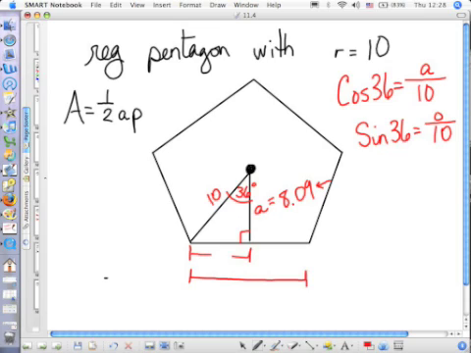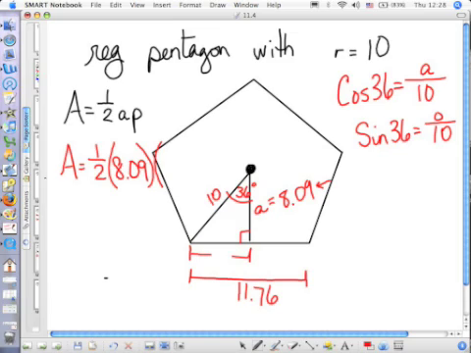Okay? So just right here we're going to hit times 2. So my side is 11.76. Do I have everything I need? Yeah. Okay, because the area is equal to 1/2 the apothem times the perimeter. Well, what's the perimeter?